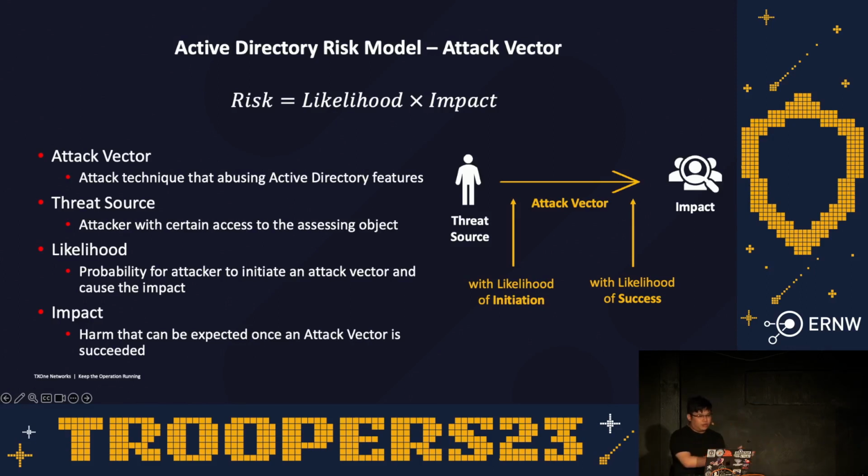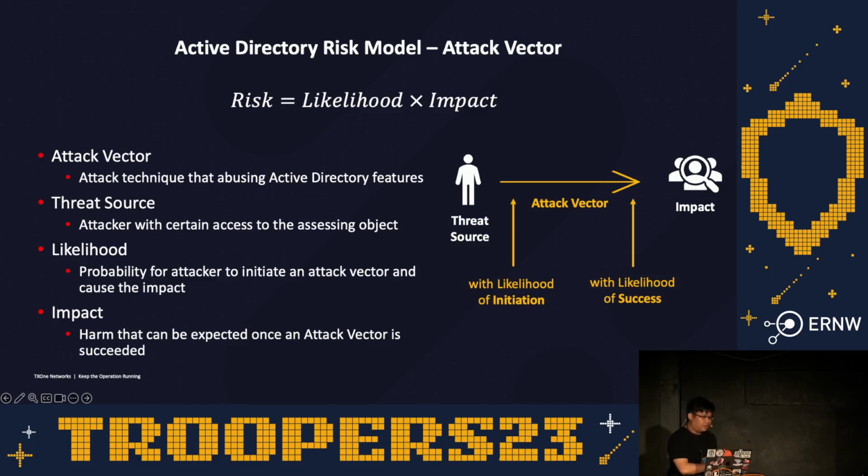Risk is likelihood times impact in the overall risk standards. So here we define some terms, including attack vector, threat source, likelihood, and impact. The attack vector is the attack technique. We only focus on techniques that abuse Active Directory features. And the threat source is an attacker that has certain access rights to certain objects and can initiate this attack vector. So here we use the threat source to initiate the attack vector and make some impact.